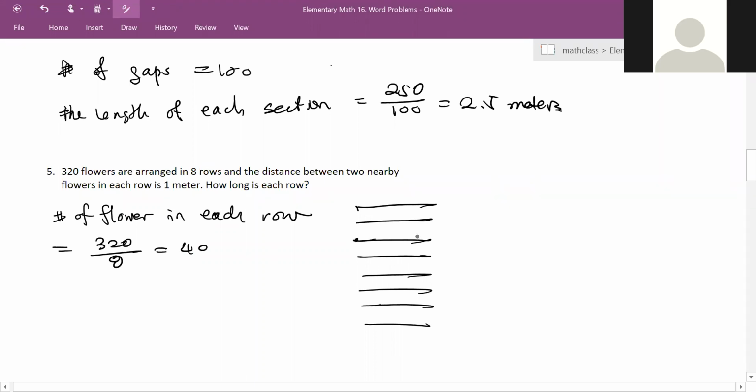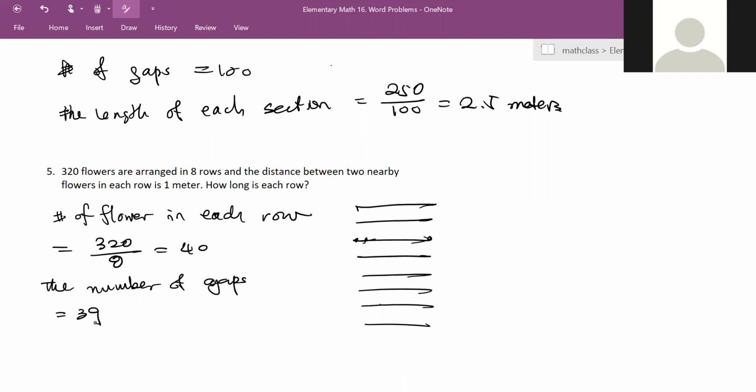But 40 flowers include 2 endpoints. So the number of gaps, or sections, between 2 trees is going to be only 39, because you have 40 trees, but you have to subtract 1. Only 39 gaps. Now, the length of each row depends on the length of each gap.